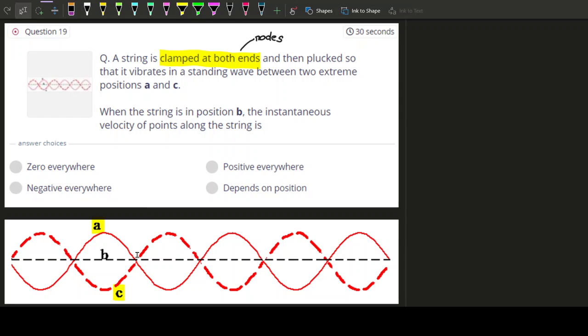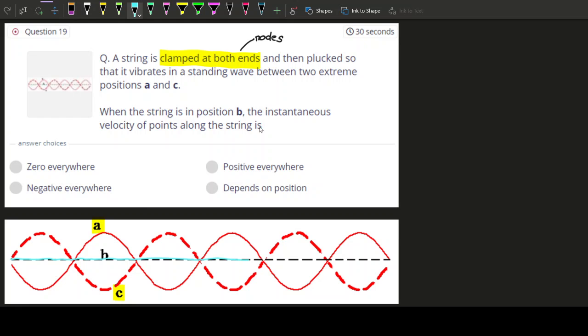Okay, so if you can't imagine how a standing wave looks like, again, third time recommending, go Desmos, key in the equation, go look at the animation by yourself. Then you will know how a standing wave oscillates. So basically it oscillates between this extreme and that extreme. We call one of them extreme A, the other one extreme C. Okay, now they ask, when the string is in position B, the instantaneous velocity of points along the string is, wow, okay, when the string is in position B. So it is not at its extreme. So my string is actually over here.